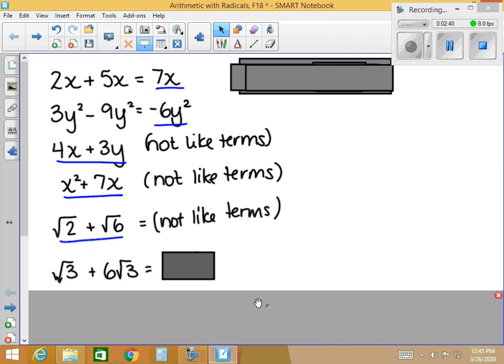Okay. So when we're adding or subtracting radicals, if the radical piece is exactly like the other one, then we can combine those terms together, just like we did with x's and y's back in probably chapter 1 of any textbook. So if I have 1 square root of 3 and I want to add 6 square root of 3 to it, I can do that, and altogether I have 7 square roots of 3.